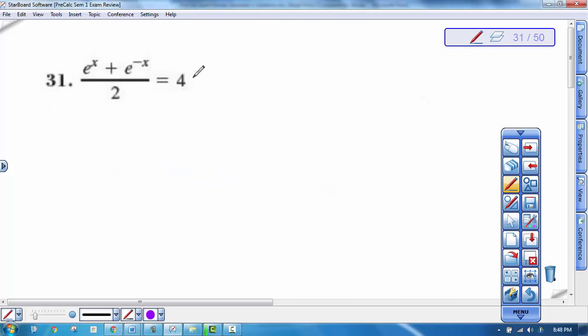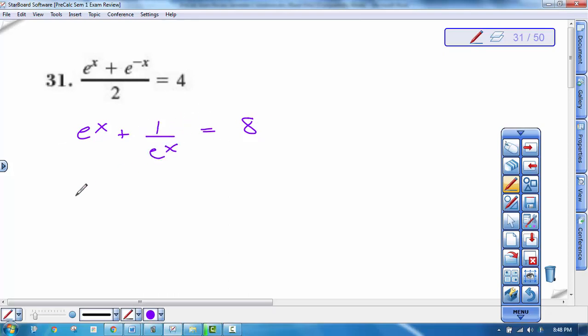Okay, this next problem is really tough. It's probably too long to put on an exam, and it's really tricky. Basically, we're going to multiply both sides by 2, and we're going to get this. Now, we need to somehow figure out how we can rewrite this, because at this point, we don't know how to solve this. So I'm going to rewrite this as 1 over e to the x.